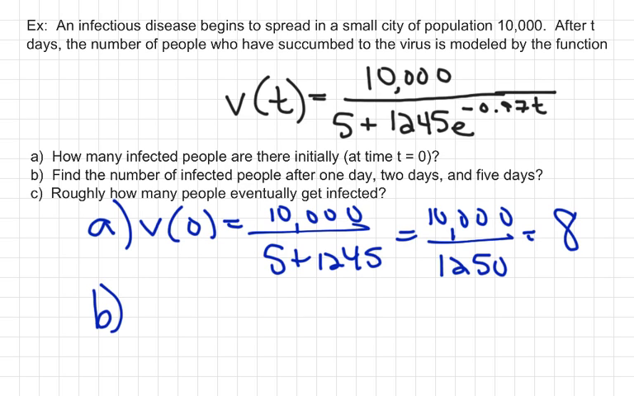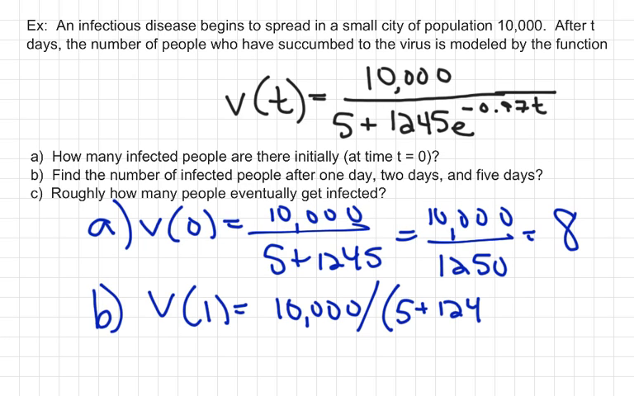Now we want to know how many people are infected after 1, 2, and 5 days. That means we're going to plug in 1 for t. When you do this in your calculator, put the denominator in parentheses. Most of you probably have the new operating system, so you should have no problem putting this into your calculator. Just make sure to get out of the exponent before you close the parentheses. So you'll find out after 1 day there'll be 21 people infected.